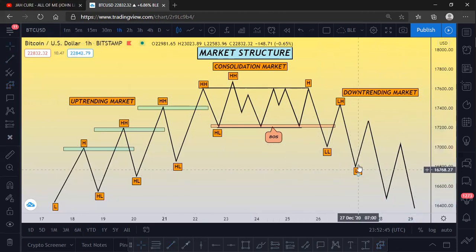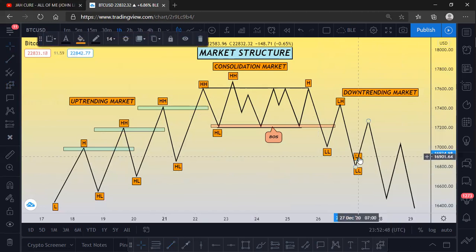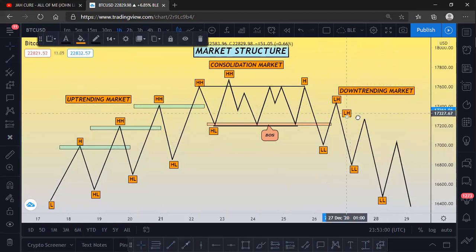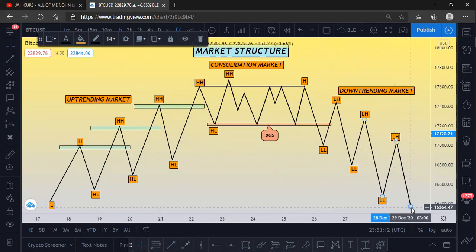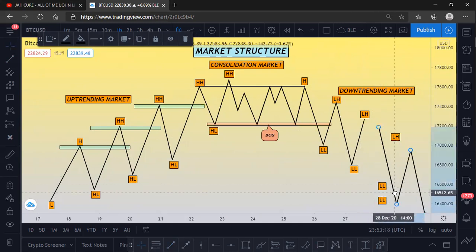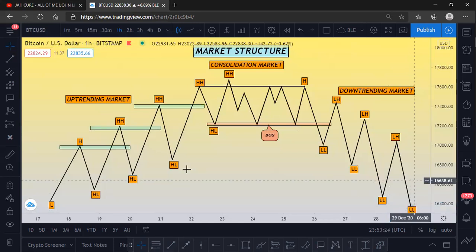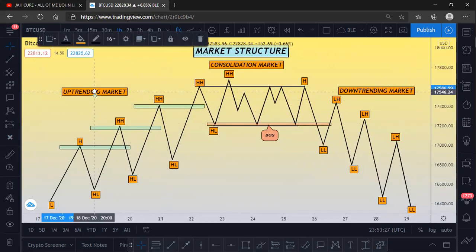So let's identify this. This is going to be our new lower low, right? Okay, and this is going to be our lower high, right? Price came down, broke structure, retraced back, but did not close above the last lower high. This is going to be considered our lower high, and then price closed slightly below the lower low, which makes it a valid lower low. Okay, so now this is basically the market structure.